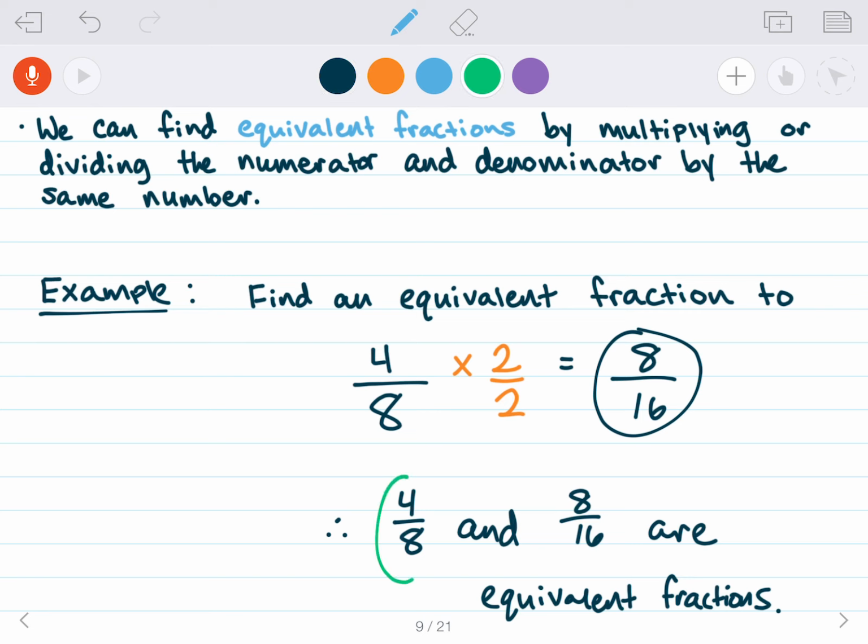Basically, think about it like cake. These are the same amount of cake. Both of these are the same cake, but the slices are different. Here we're slicing the cake into 16 pieces. Here we're slicing the cake into 8 pieces. So that is what that means.